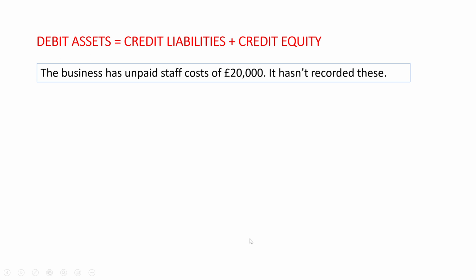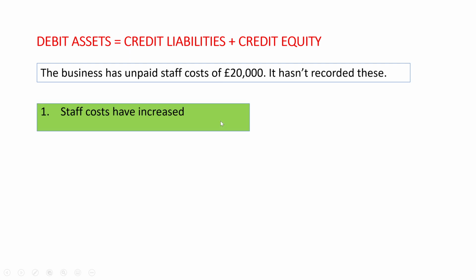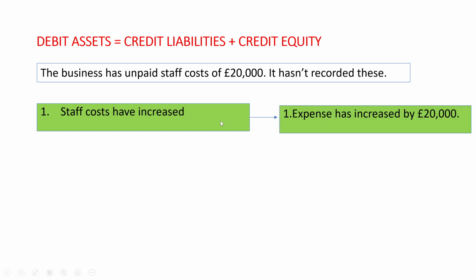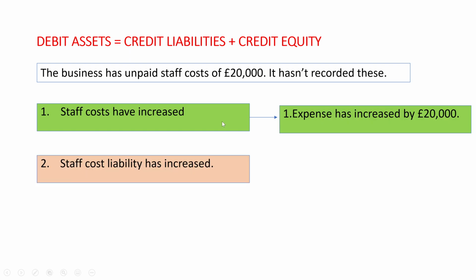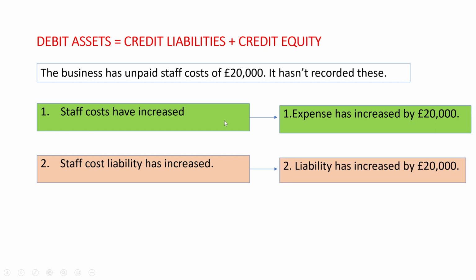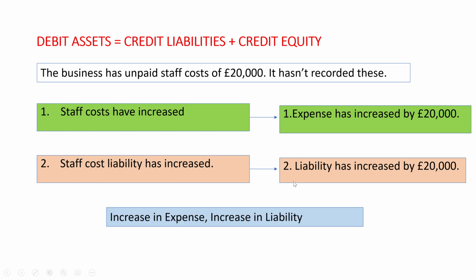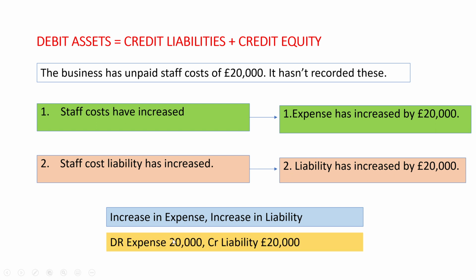Okay, this time let's try another one. So the business this time has unpaid staff costs of £20,000. It hasn't recorded these, but it has to pay them, doesn't it? What's happening? Well, our staff costs have increased and our expenses are increasing. Our staff cost liability, we owe money, has increased as well, so liabilities are generally increasing. So we have an increase in expense and an increase in liability. So we do debit expense of 20,000, and increase in liability is credit liability of 20,000. So you see the balance applies again.